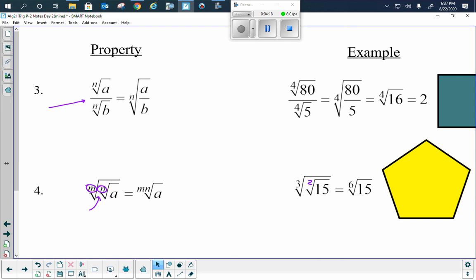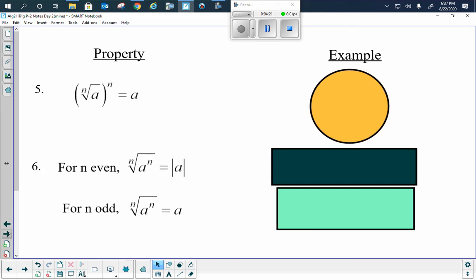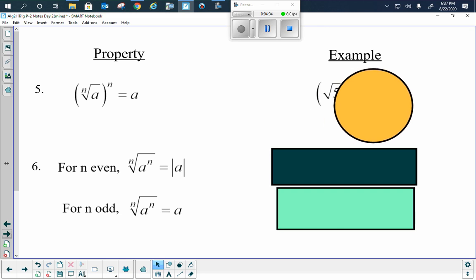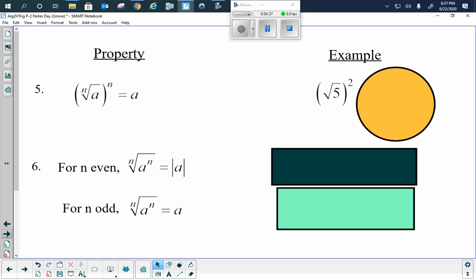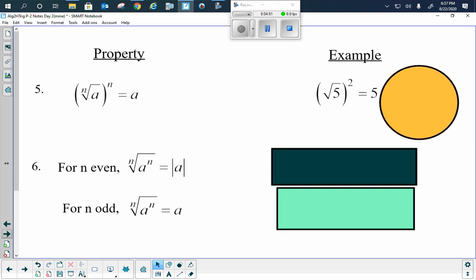Next property, number 5, the nth root of a to the n equals a. Well, the index and the exponent should undo each other. If you think about the intermediate step, if you do the square root of 5 and then squared, well, square root of 5 times square root of 5, we all know is 5. Or it would be square root of 5 times square root of 5 is the square root of 25, and that's a perfect square, that's 5. All right, so hopefully you've just got down the shortcut. For number 6, you need to concentrate a little bit more.